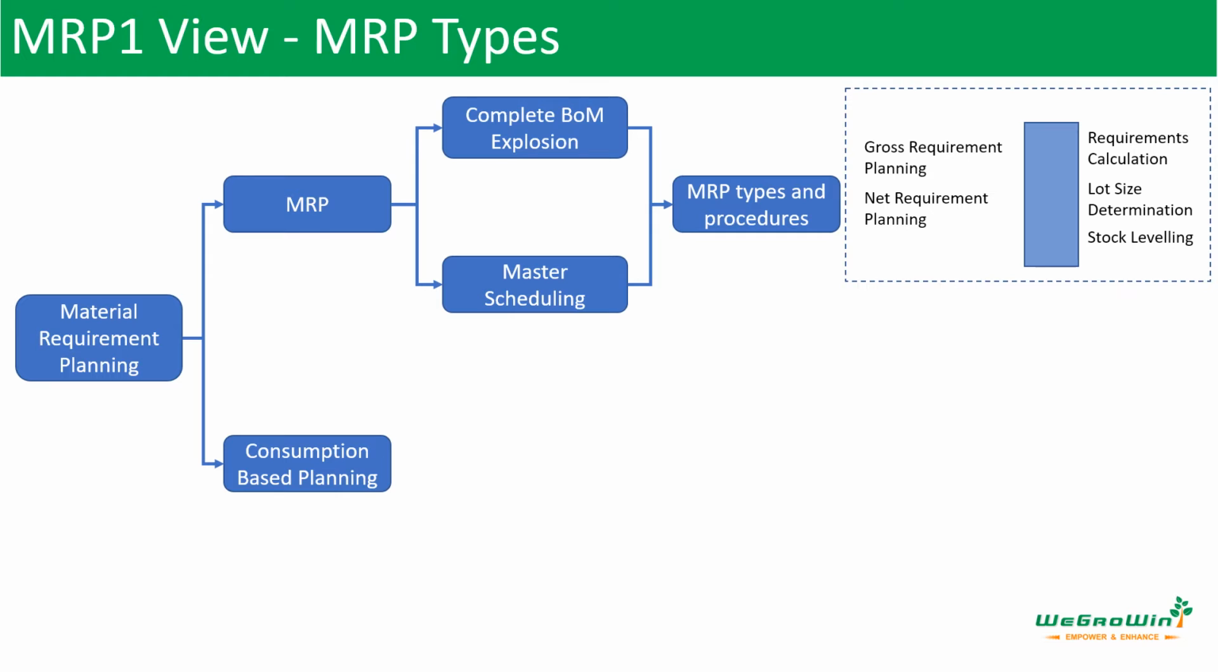various inputs. Here the inputs, like what is given on the right side, you can refer: gross requirement planning, net requirement planning, and then how much is the requirement we need, the calculation, then how the lot size has to be determined, what is the stock leveling, meaning balance in the stock. All these things will happen. Master scheduling means, for example, if you want to run the MRP only for some finished products or key materials or high level sub assemblies, those things only are run separately, then master scheduling can be used.